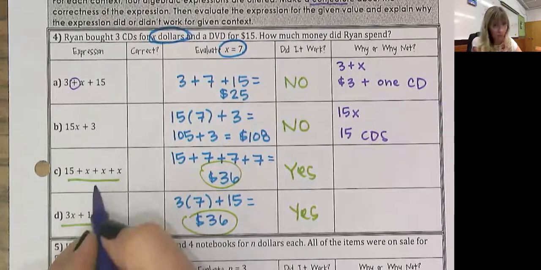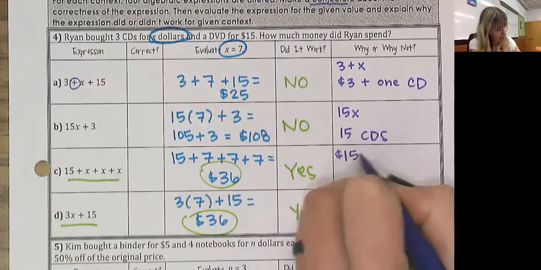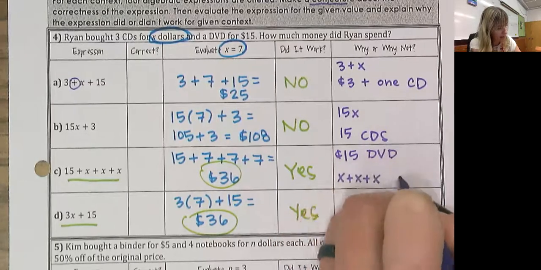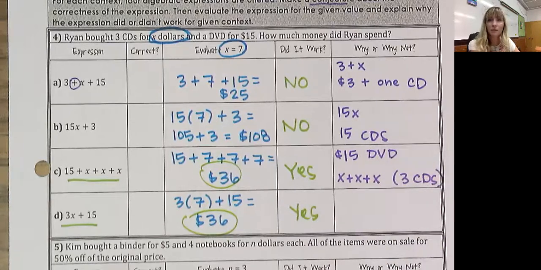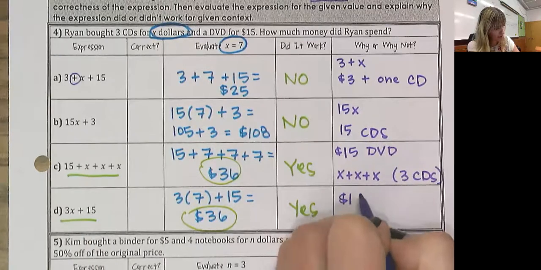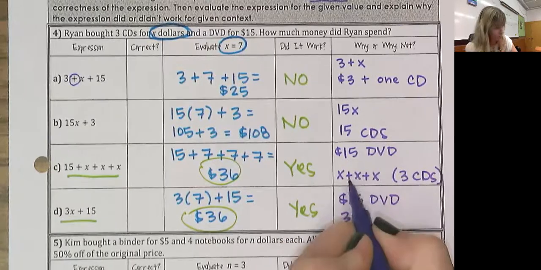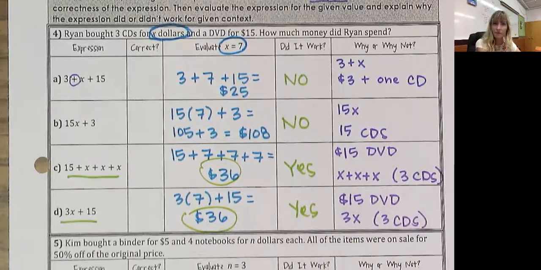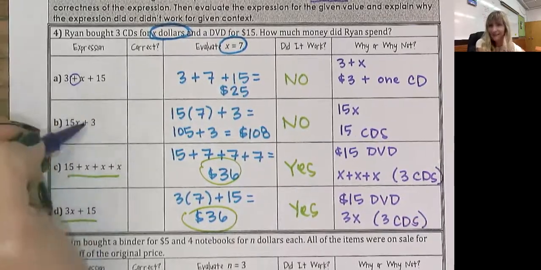Okay. Does this one work? Yes, because $15 was the DVD, and X plus X plus X is 3 CDs. So that's the correct representation. And why does this one work also? Because the $15 is the DVD, and 3X is just another way of writing X plus X plus X, so it still represents the 3 CDs. So these two expressions match this story. These two expressions did not.